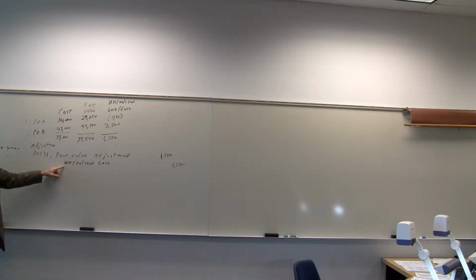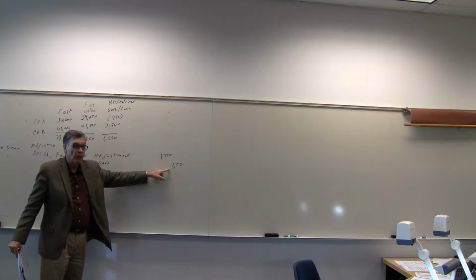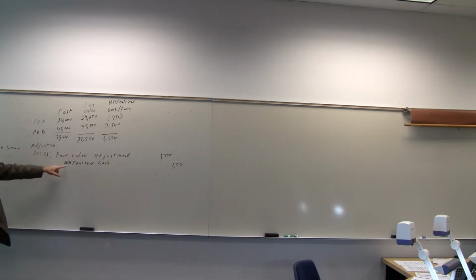This will show up on your balance sheet. It will show up as an owner's equity account, and it will increase the total value of your owner's equity by 1,550. Okay? If it was a trading security, everything would be exactly the same except this unrealized gain would go to the income statement. And where is the fair value adjustment on the balance sheet? Well, let me show you actually.